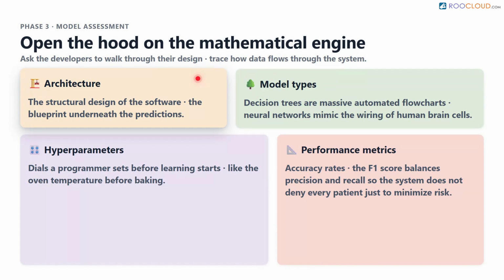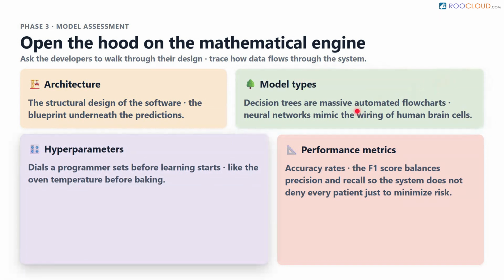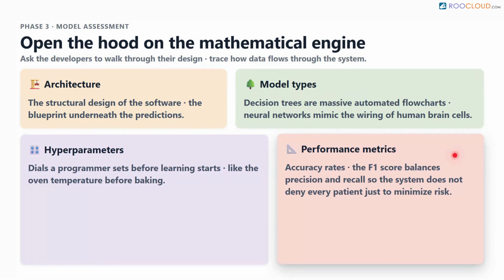It might use decision trees, which are essentially massive automated flowcharts, or neural networks, which are complex webs designed to mimic human brain cells. We also evaluate the documentation for hyperparameters. A hyperparameter is just a dial or setting adjusted by a human programmer before the machine starts learning, similar to setting the temperature on an oven before baking. We review performance metrics like accuracy rates.